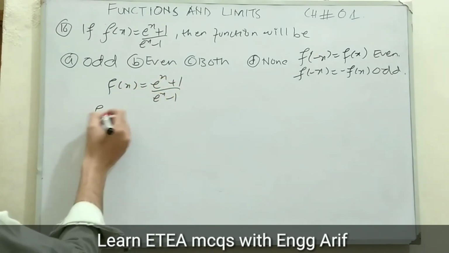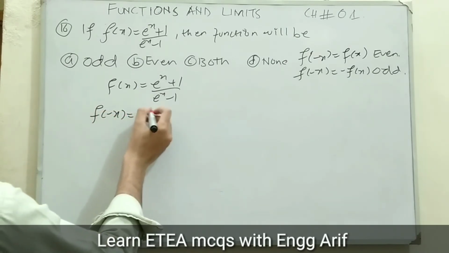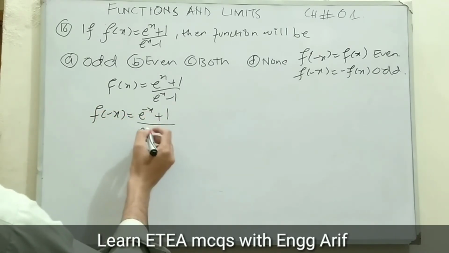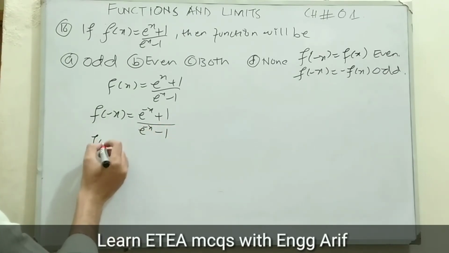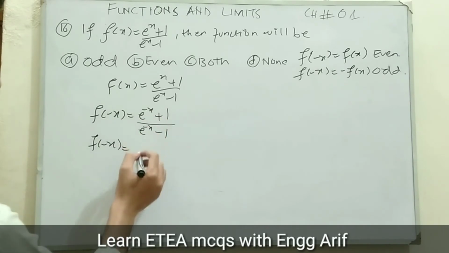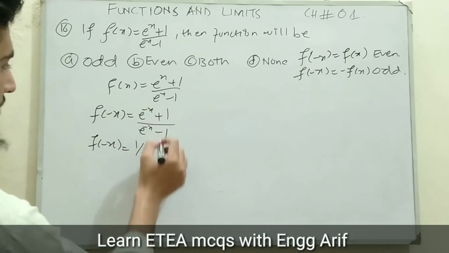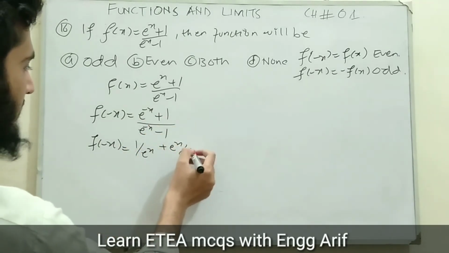Now replace x with negative x. So it becomes e power negative x plus 1 divided by e power negative x minus 1. So f of negative x will be equal to, e power minus x can be written as 1 over e power x, and plus 1 can be written as e power x divided by e power x.